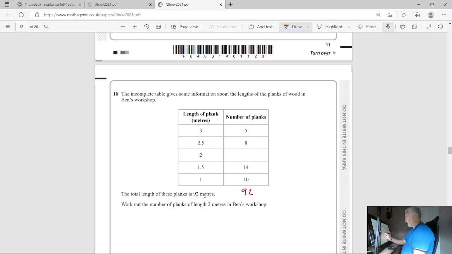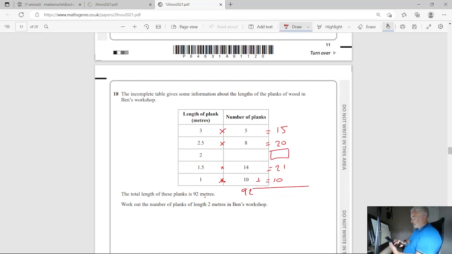So if we had 5 planks that are 3 meters long, that's going to give me 15 meters. Times 2.5 by 8, 2.5 times 8 equals 20. Again I'm back to the calculator, don't do it in your head. 1.5 times 14 gives me 21. And 1 times 10 gives me 10. If I add that list together, 15 plus 20 plus 21 plus 10, that gives me 66.